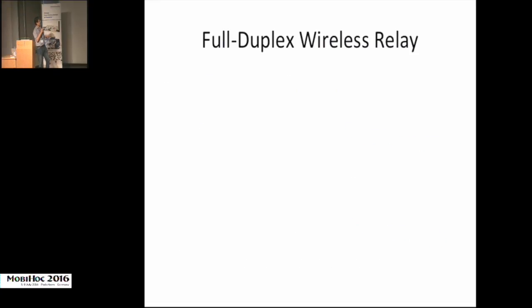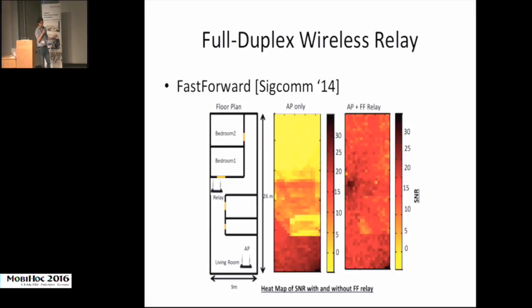The first is about the full-duplex relay property. That is a very famous work called FastForward, published in SIGCOMM 14. The idea of these Stanford students was to extend the coverage of Wi-Fi in the home environment. For example, as shown in the middle area of this slide, many areas in this home topology have a yellow signal, which means very bad link quality. After they deploy this relay node in the middle of the room, many of these yellow areas turn red. That means the received signal gets a lot of boost.